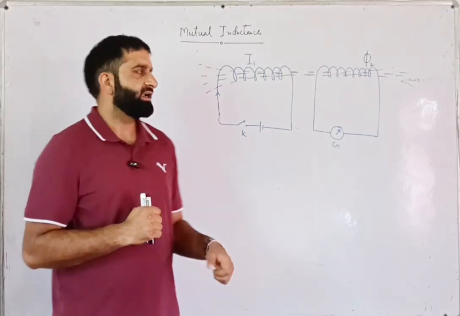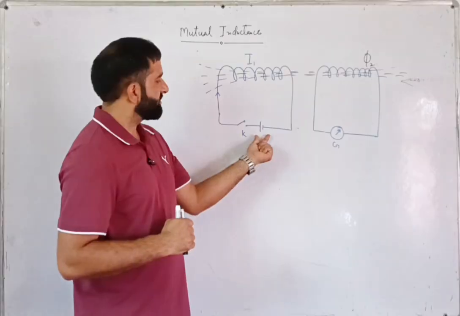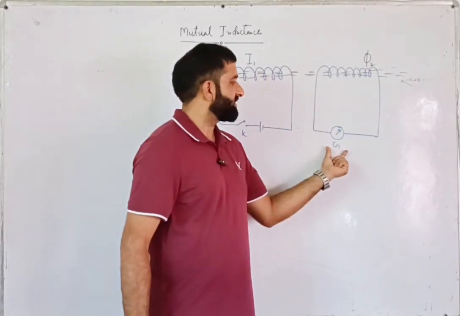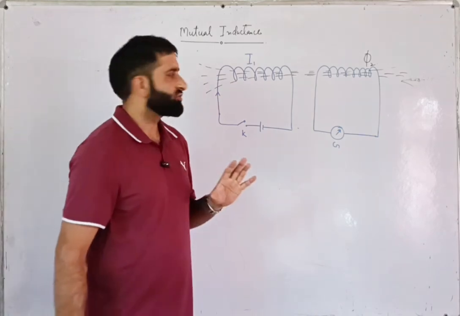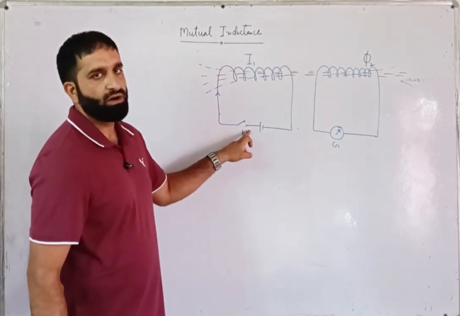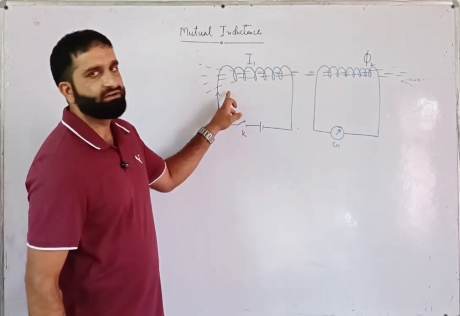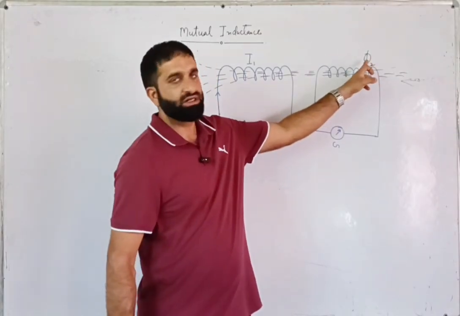To verify that, we have two coils. One is connected to a battery and a key, and another coil is connected to a galvanometer. That means here we have no energy source. So when we press the key on, the current increases. During that increase in current, the flux is produced.